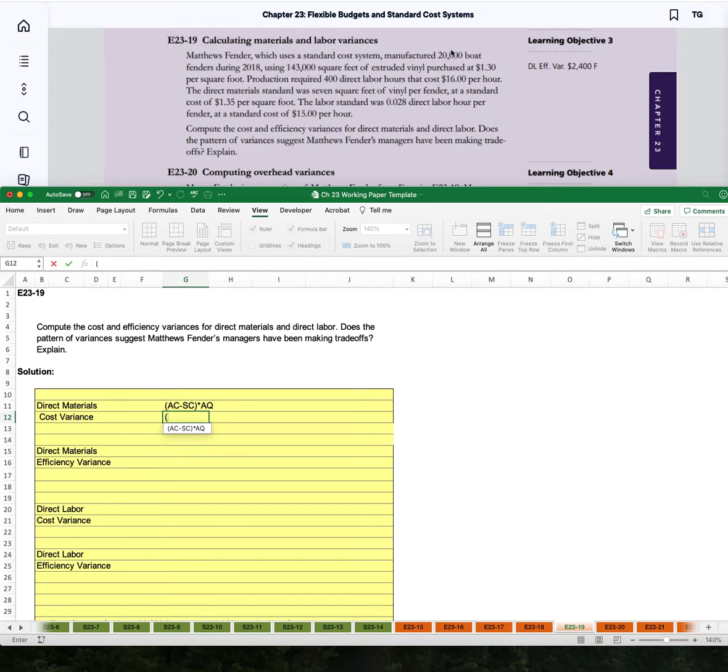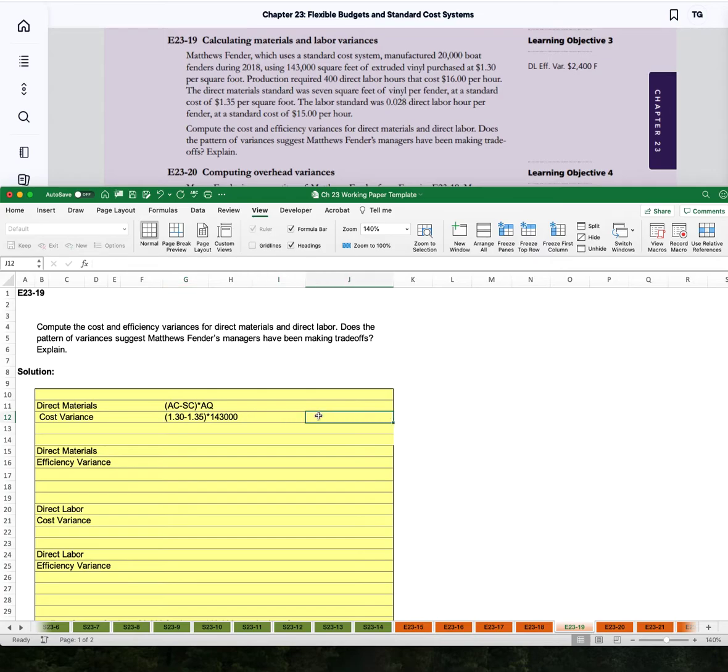So if we come back up into the information, we're looking for actual cost and standard cost. So it told us that we purchased it for $1.30, so that's our actual cost. So put $1.30 here, minus our standard cost of $1.35, close parentheses, times the actual quantity, and we used 143,000 square feet. So we filled in our actual cost, standard cost, and actual quantity.